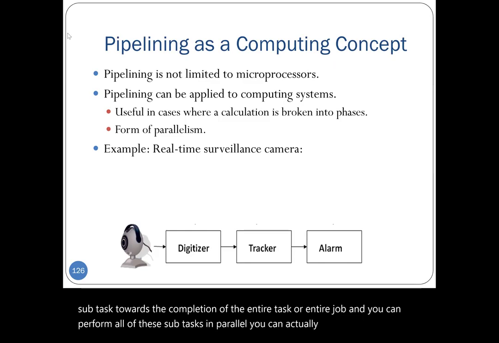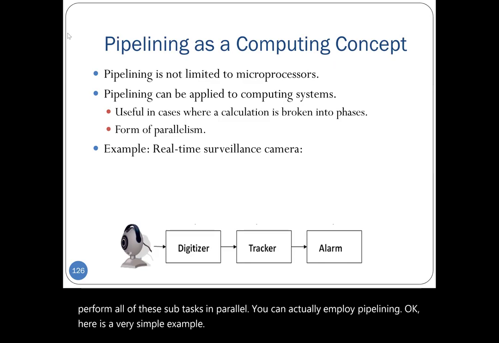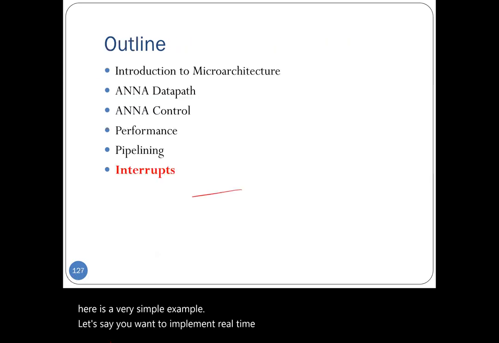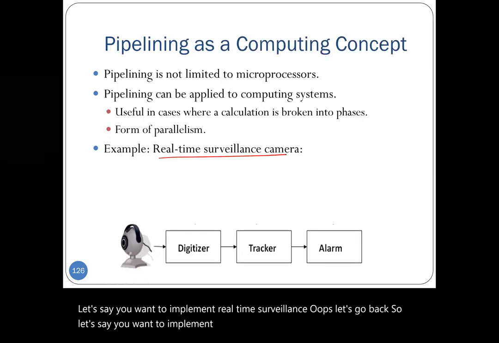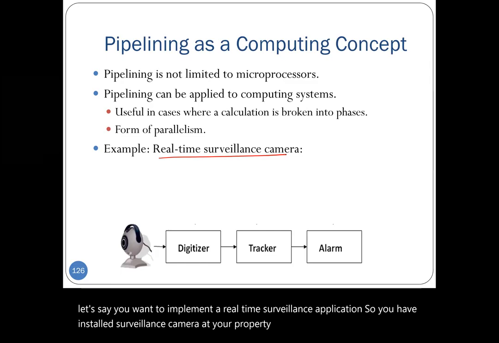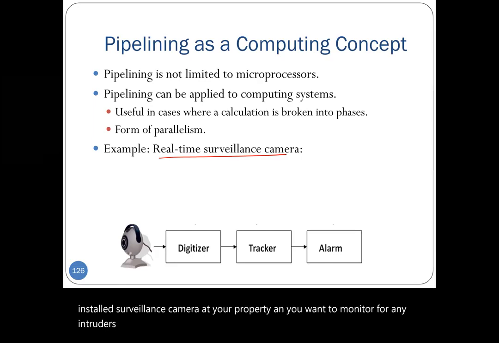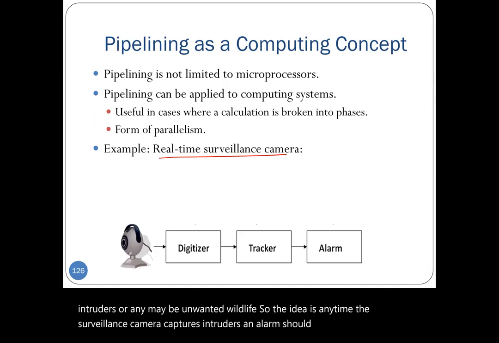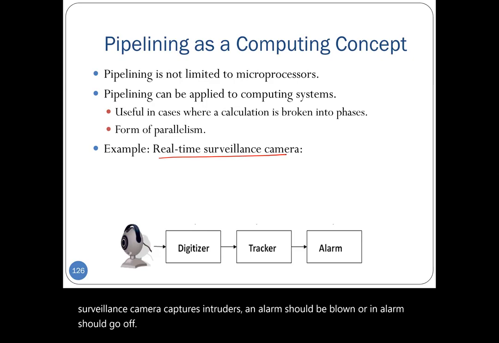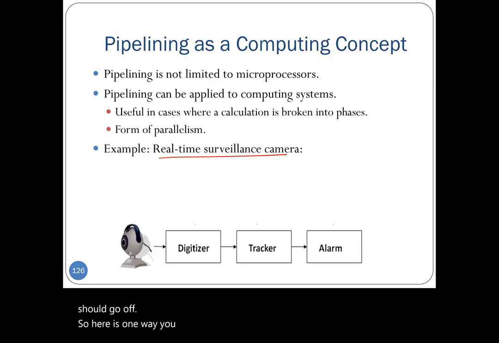Here is a very simple example. Let's say you want to implement a real-time surveillance application. You have installed a surveillance camera at your property, and you want to monitor for any intruders or maybe unwanted wildlife. The idea is that anytime the surveillance camera captures intruders, an alarm should go off. So here is one way you can break down this application into stages and implement it in a pipeline fashion.